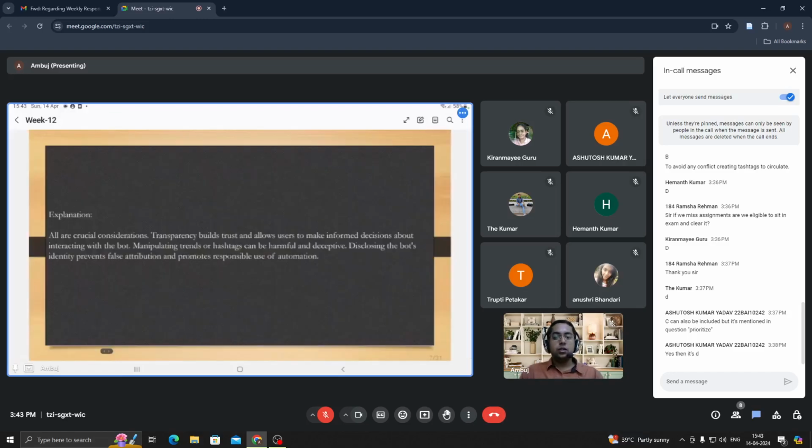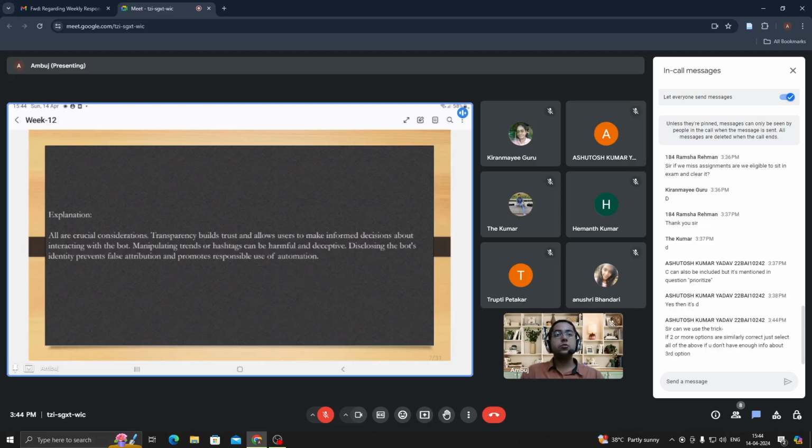Okay. Yeah, the explanation says all are crucial considerations. Transparency builds trust and allows users to make informed decisions about interacting with the bot. Manipulating trends or hashtags can be harmful and deceptive. How? I already gave you an example. Disclosing the bot's identity prevents false attribution and promotes responsible use of automation. Okay. It would be correct.